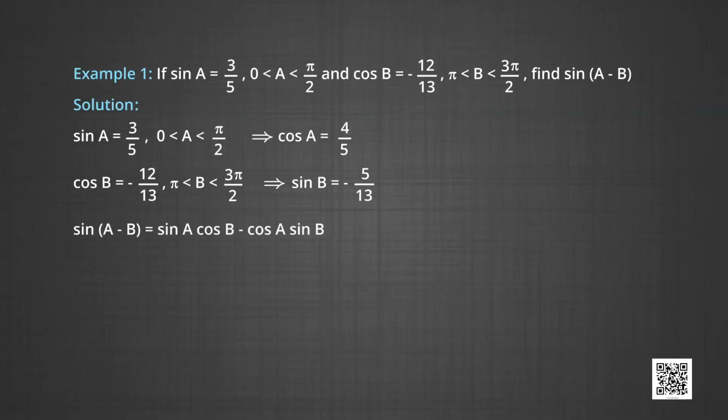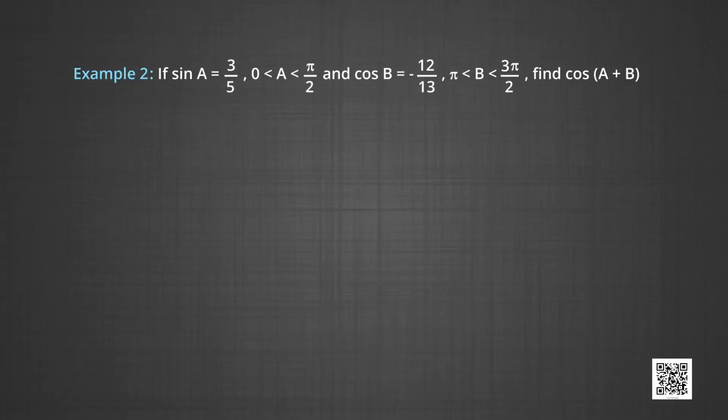Putting these values in the formula for sin of A minus B, which is equal to sin A cos B minus cos A sin B, we get sin A, which is 3 by 5, into cos B, which is minus 12 by 13, minus 4 by 5, which is the value of cos A, into minus 5 by 13, the value of sin B. On simplification, the value of sin A minus B comes out to be minus 16 by 65.